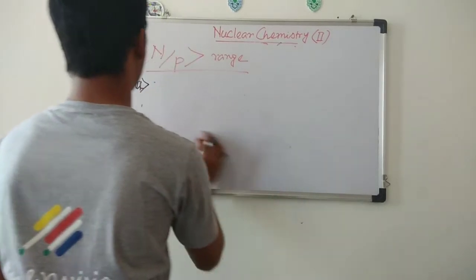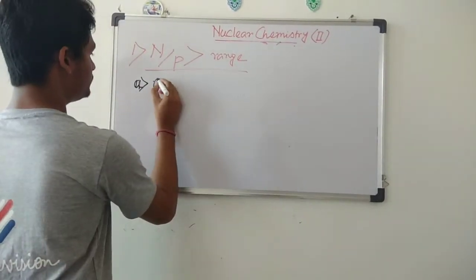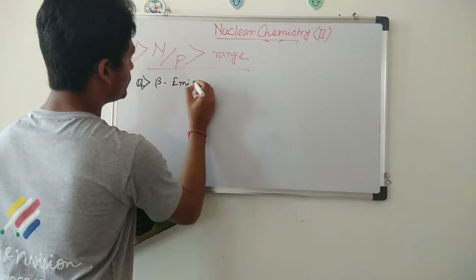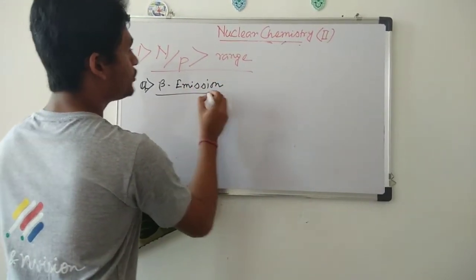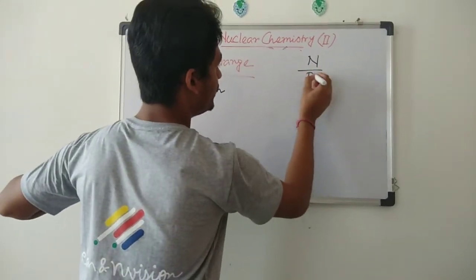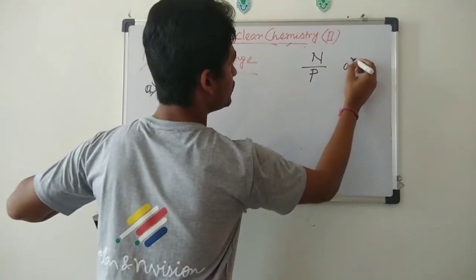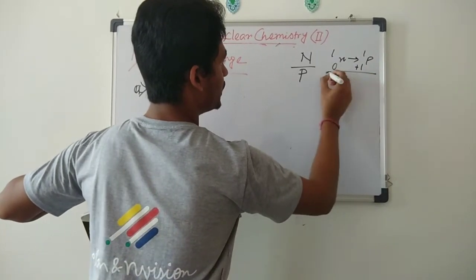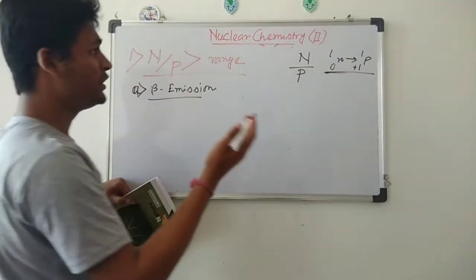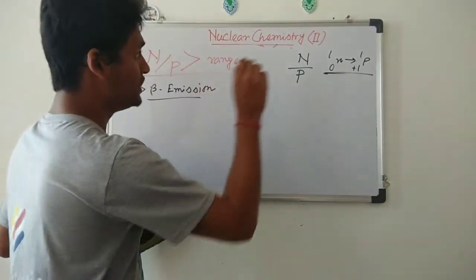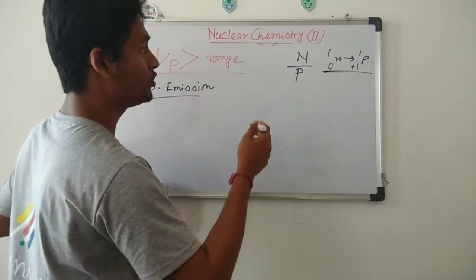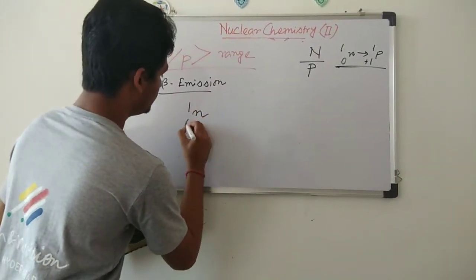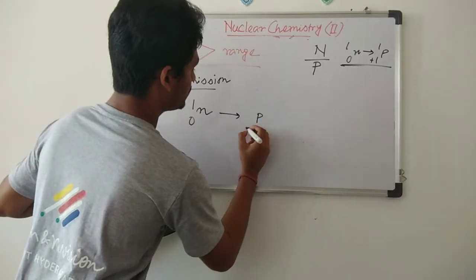I told you about beta emission. I told you there is an N by P ratio. If one neutron is converted into one proton, then again the N by P ratio will decrease. If one neutron is converting into one proton, that is called beta emission. So how is it? Now let me write it down. That is one proton.